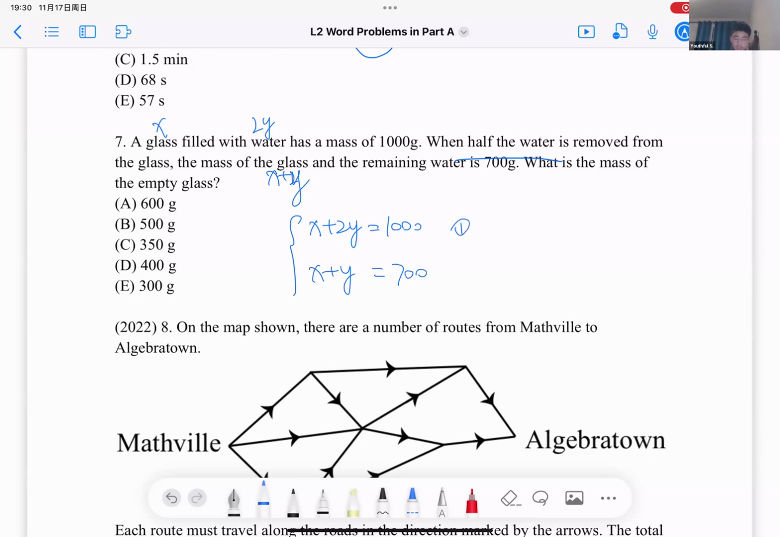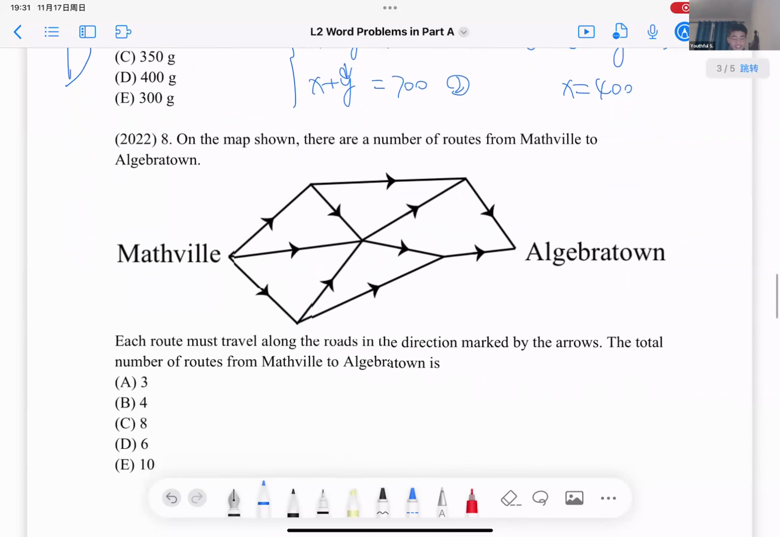If you do equation 1 minus equation 2, the x's cancel out, and 2y minus y is y. 1,000 minus 700 is 300. So y equals 300. And if you substitute y into the second one, x equals 400. So the mass of the empty glass is 400, which is D. Okay, any questions for this? Well, I don't think so.